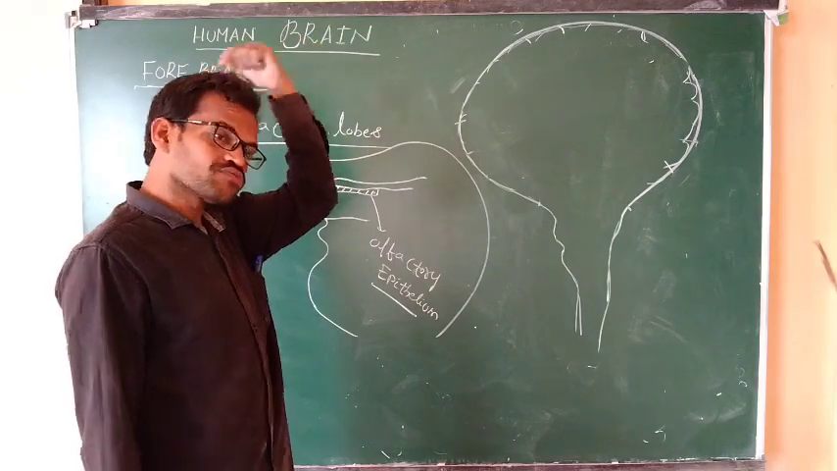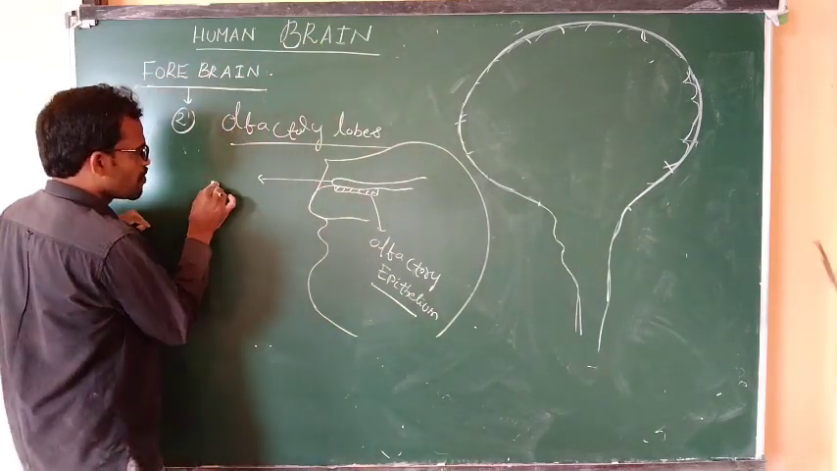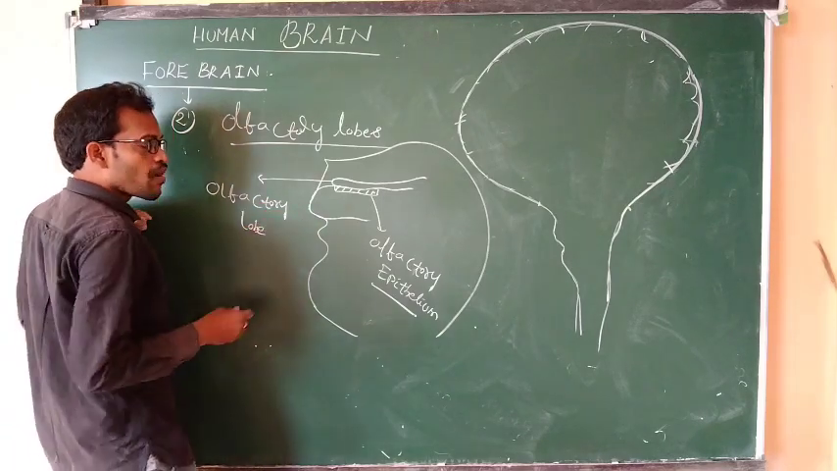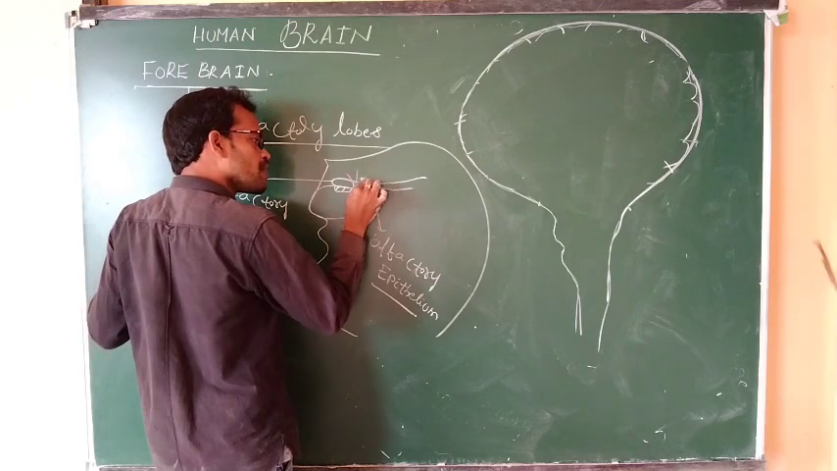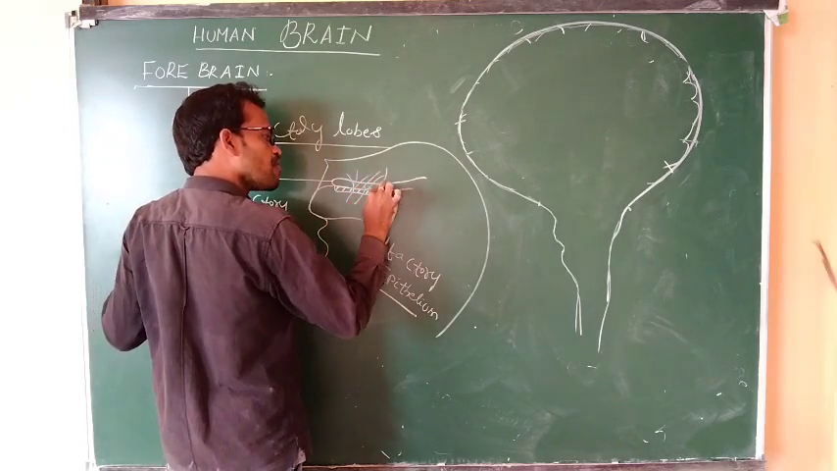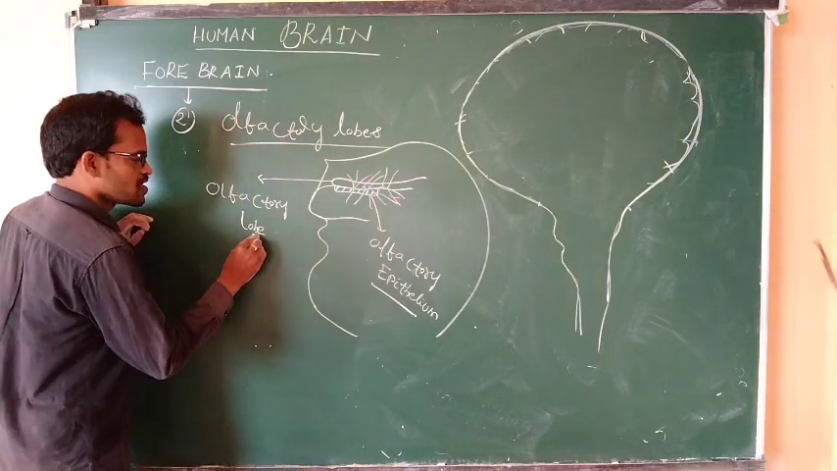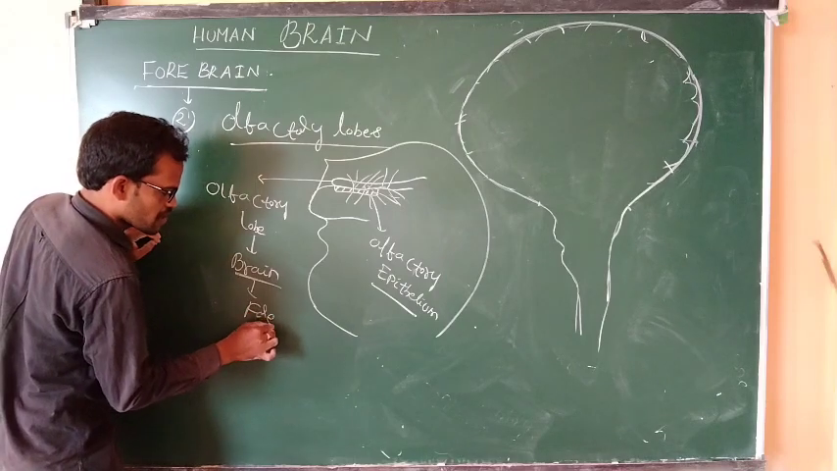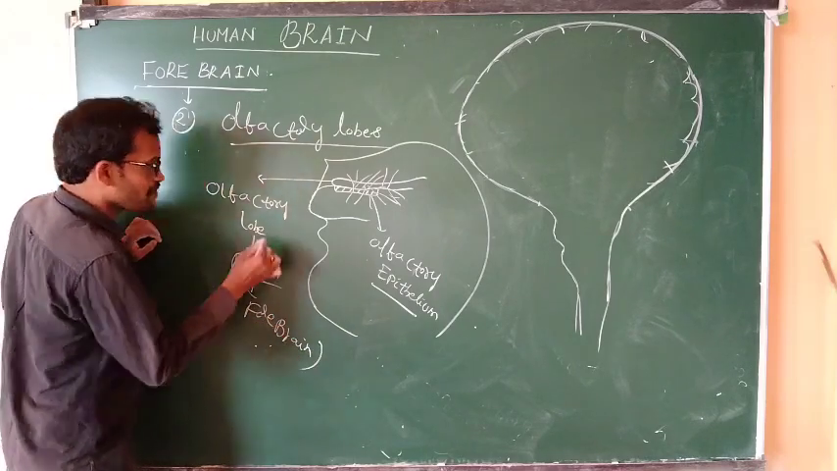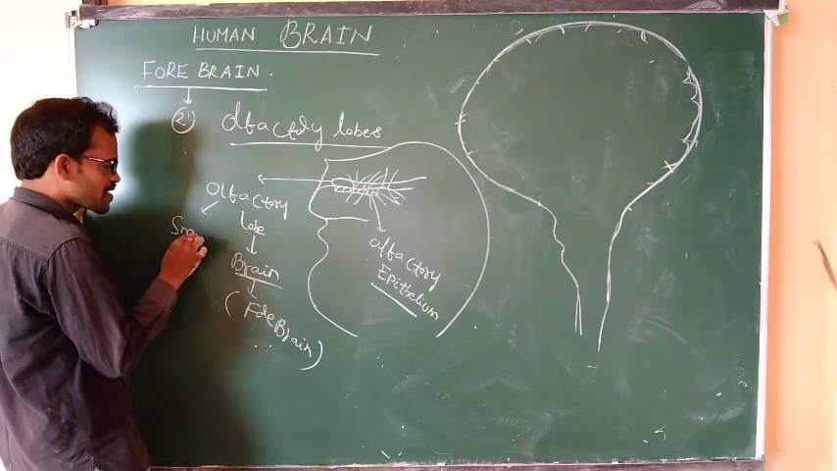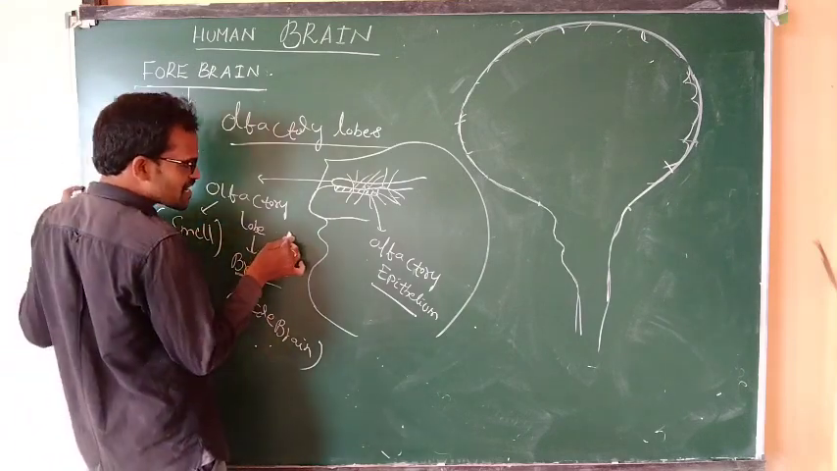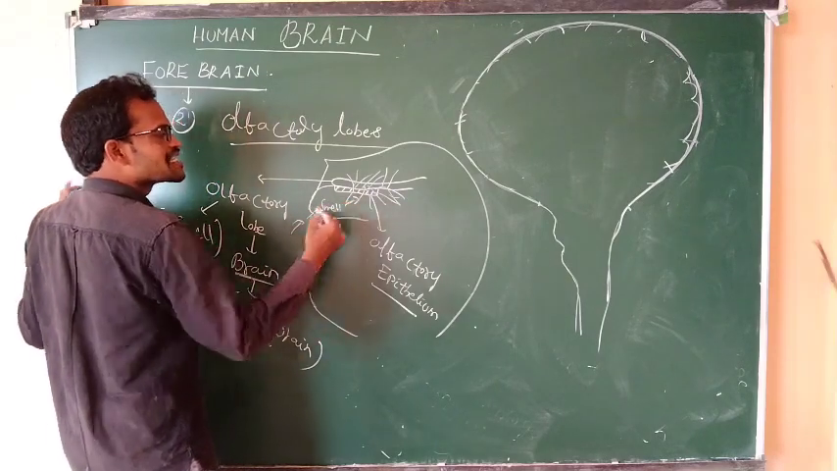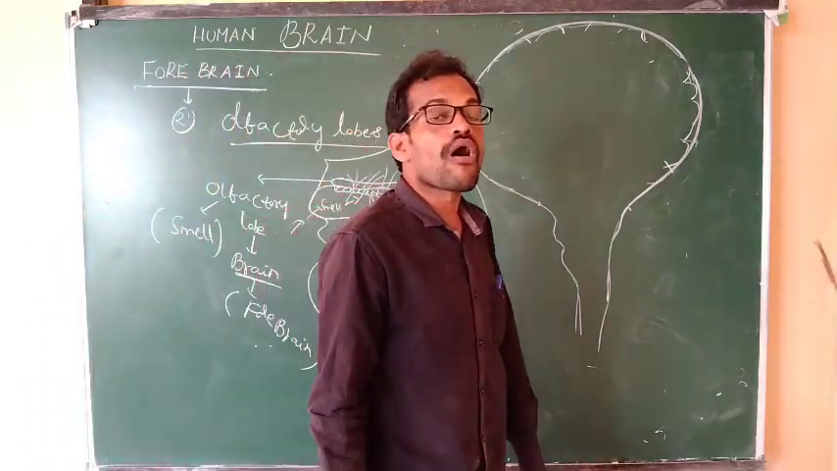This olfactory lobe is connected to the brain, to the forebrain. It consists of a number of neurons. What is the function of this olfactory lobe? It is helpful for the identification of smell. Whenever a smell reaches the olfactory epithelium, the olfactory lobes receive it.